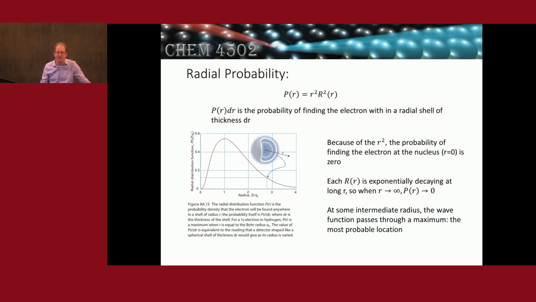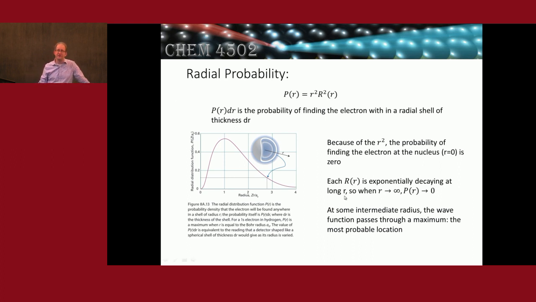Because of that r squared, the probability of finding the electron at the nucleus at r equal to 0 is also 0. But around the nucleus is a very high probability of finding the electron for an s orbital.